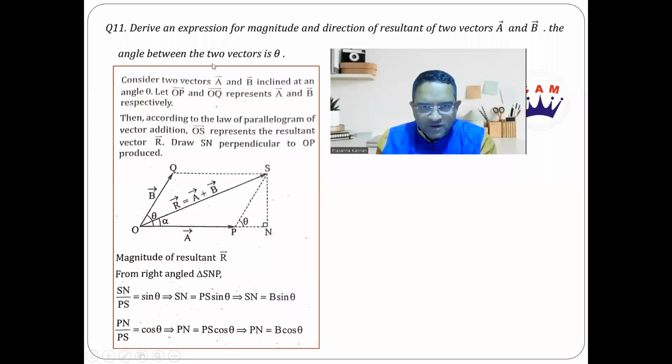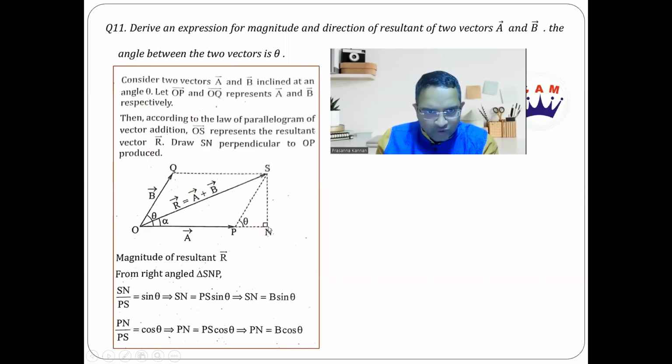I'm just going to list this out for you. You need to draw a diagram, and mark the angle and the points clearly. Let's say OPSQ is a parallelogram, where OP and OQ are adjacent sides, A vector and B vector. This explanation is very, very important, guys. Consider two vectors A and B inclined at an angle theta. Let OP vector and OQ vector represent A vector and B vector respectively. Then according to the parallelogram law of vectors, OS vector, the diagonal of the parallelogram, represents the resultant R.